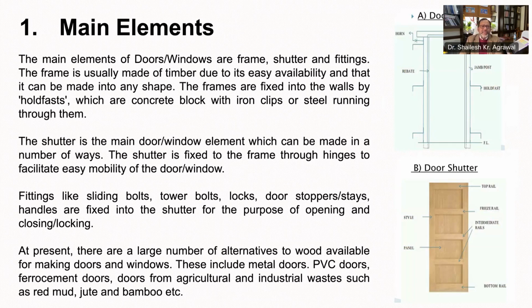There are other fittings associated with doors and windows, such as sliding bolts, tower bolts, door stoppers, door stays, and handles, which are fixed onto the shutter for the purpose of opening and closing. It is also worthwhile to mention here that there are alternatives to wood for doors and windows available nowadays. These include metal doors, PVC doors, ferrocement doors, doors from agriculture and industrial waste such as red mud, bamboo doors, doors from secondary wood, molded doors, laminated doors, etc.